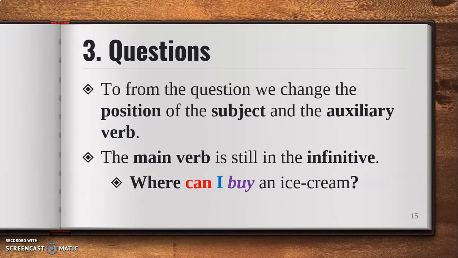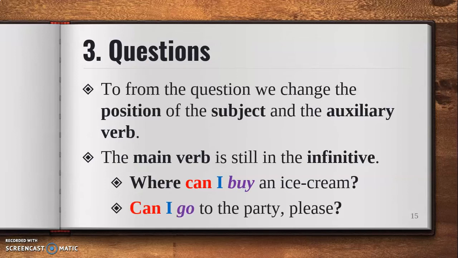Where can I buy an ice cream? Or you can just do it in this way. Can I go to the party please? So this is how we can reshift the position of the subject and the verb to make questions.